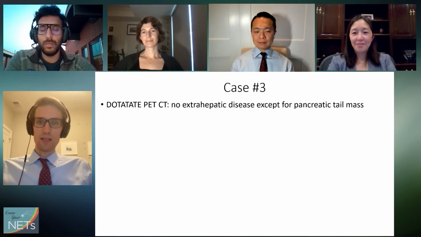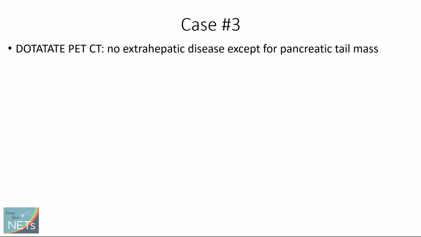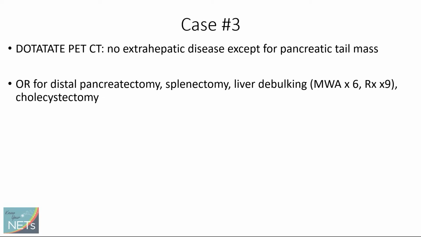These were exactly our thoughts. So actually, we did repeat a dotatate PET-CT just to make sure that there was nothing outside of the liver, or no significant tumor burden outside of the liver and the pancreatic tail mass, just to be sure that it was worth our while going back in there. And we did take him to the OR. We did a distal pancreatectomy, splenectomy, and liver debulking. And you can see here we could only find 15 lesions. So we ablated 6, resected 9. We also did a cholecystectomy. And interestingly, the pathology showed that it was a grade 1 tumor now and not a grade 2 anymore. This is pathology from both the primary as well as the liver metastases.